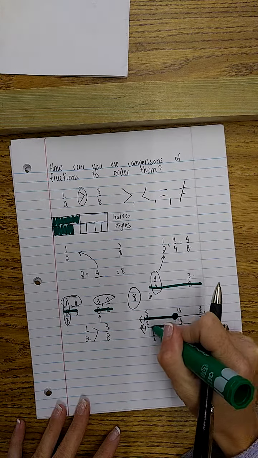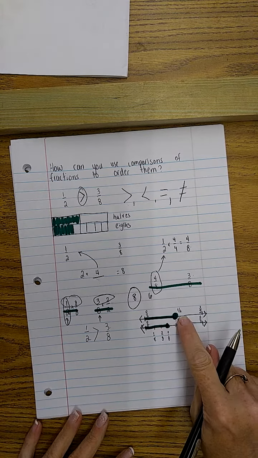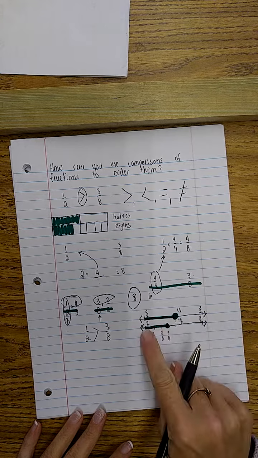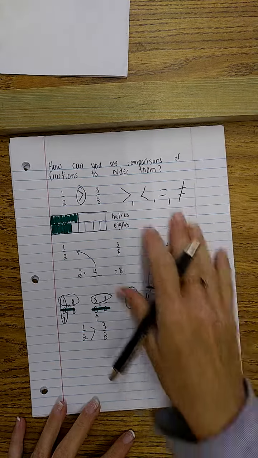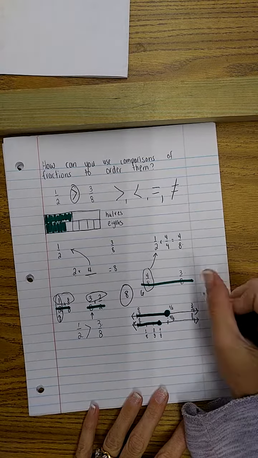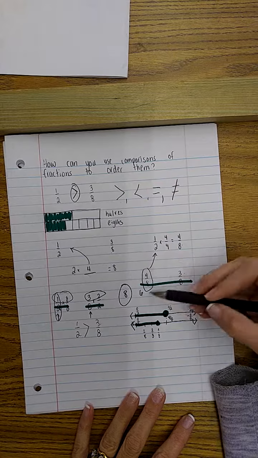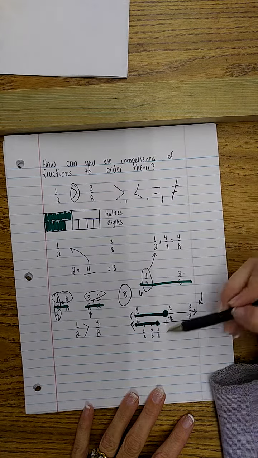This here, and I evaluate the distance to 0, and I can see that it is a longer distance from 0 to 1/2 than it is from 0 to 3/8. So these are the strategies that we did yesterday. The children were reminded about all of these strategies today, and I did add this strategy. I didn't show them this yesterday. I did add this strategy in.